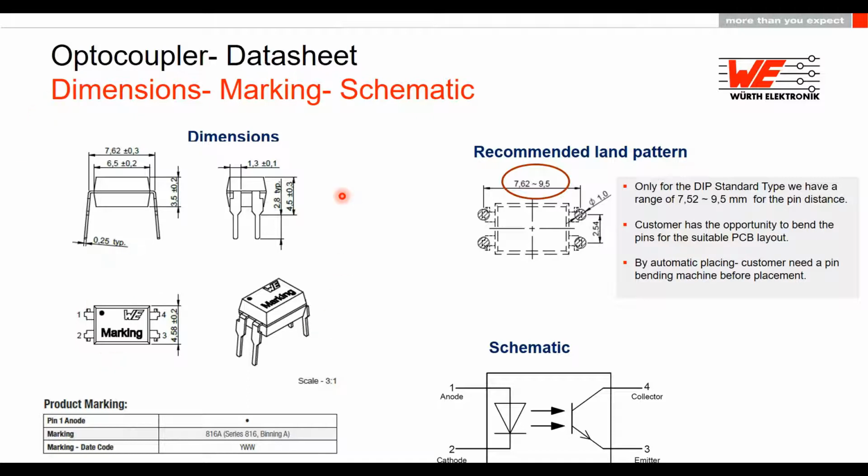It shows the package, the dimensions of the component, also with the marking point. As I said, this is the anode. Also the marking information, which are on this part. Here in our example, we have the 816 series with binning A, and also the date code is shown. Here, this was the example of the land pattern, which can be bended. And for this series 816, we have a DC schematic, which is shown here also. So we have here an LED and a phototransistor on the output side.